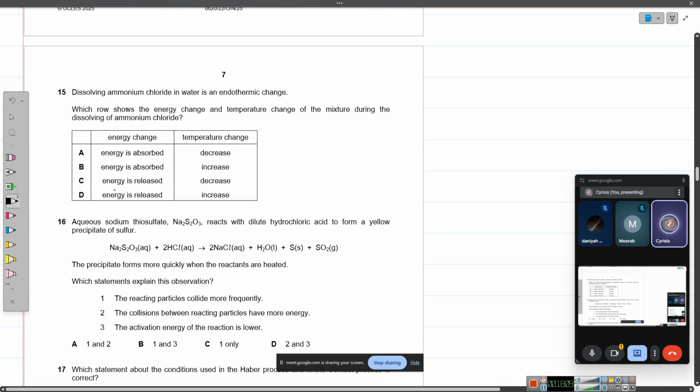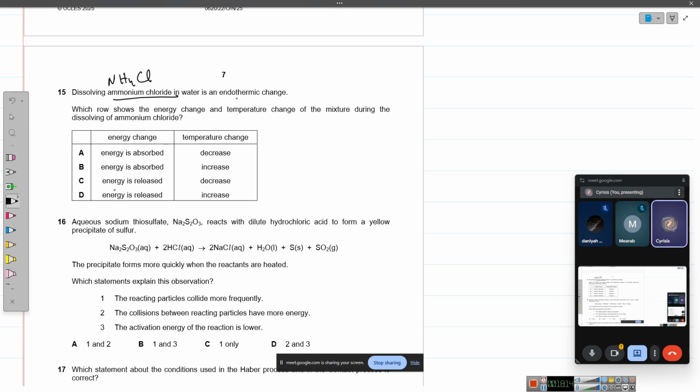Dissolving ammonium chloride, NH4Cl, in water is an endothermic reaction, right? So delta H is positive, right? Which shows the energy change and the temperature change of the mixture during dissolving of ammonium chloride, right? So it is a delta H positive, so the energy is absorbed. These two are cancelled, right? So I'm just going to cancel them off. And then the delta H is positive. That means the temperature should go down. So A is our option. Energy is absorbed and the temperature should decrease. The test tube will become colder, right, if I dissolve this.